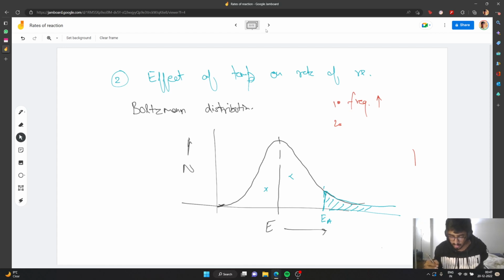So this is at a temperature T1, this graph, and maybe at a higher temperature, this graph of the Boltzmann distribution looks like this. Draw that again.